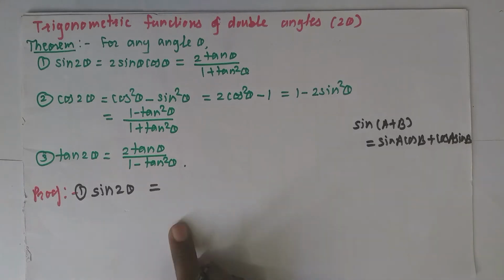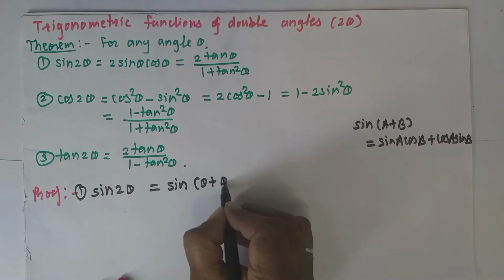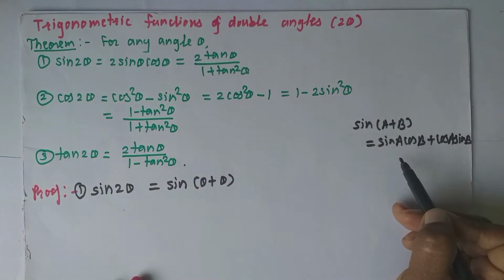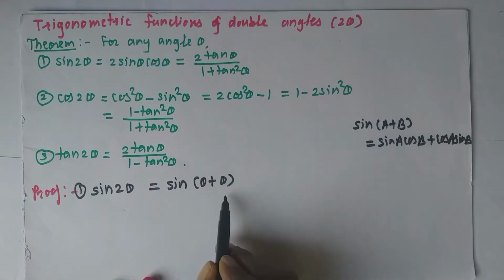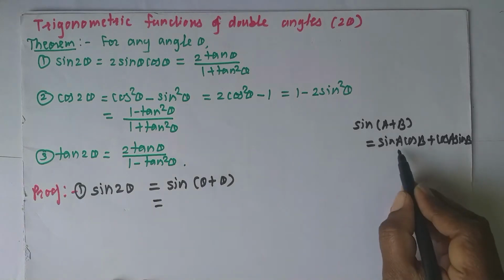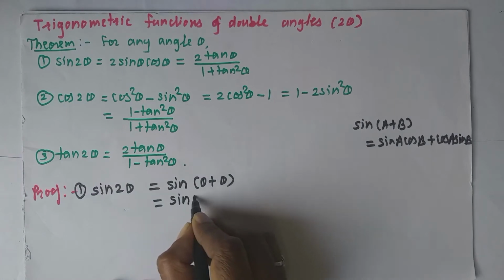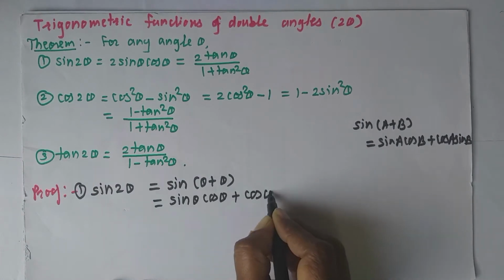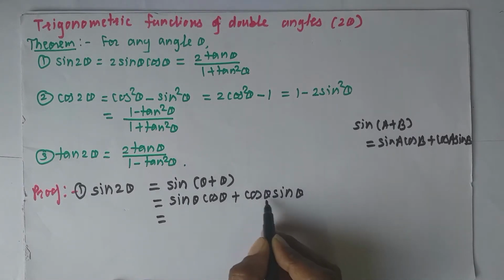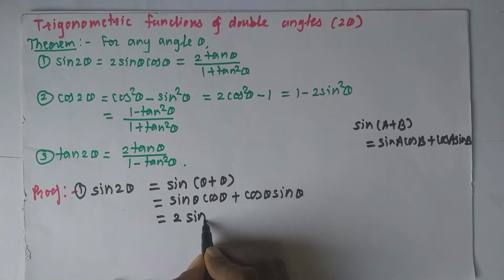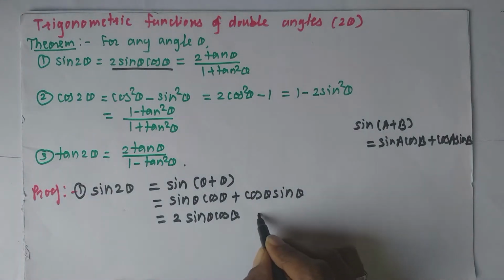Now, to prove sin 2 theta, I can split 2 theta as theta plus theta, so sin(theta plus theta). For this I will use the formula: sin(a plus b) is sin a cos b plus cos a sin b. Here the values of a and b are the same, so put a as theta and b as theta. Then this will be sin theta cos theta plus cos theta sin theta. Sin theta cos theta plus sin theta cos theta means 2 times sin theta cos theta. In this way we have got this formula. This will be our first.